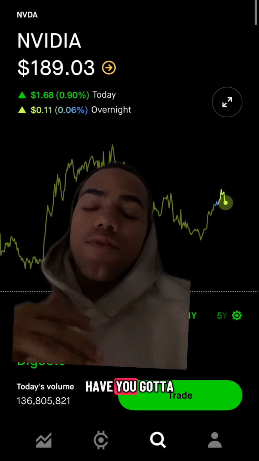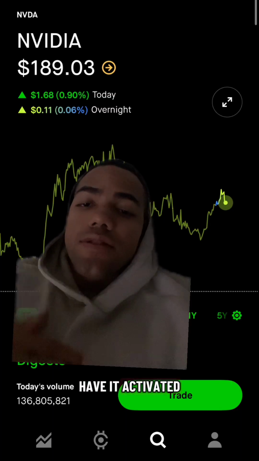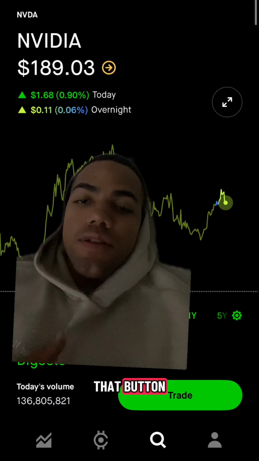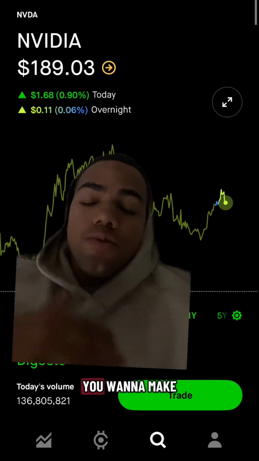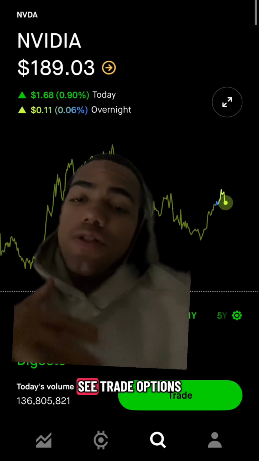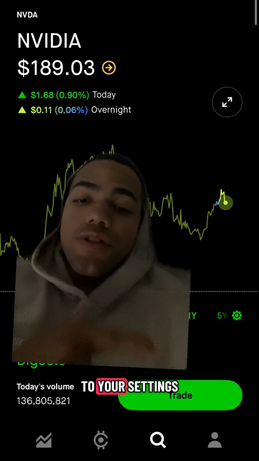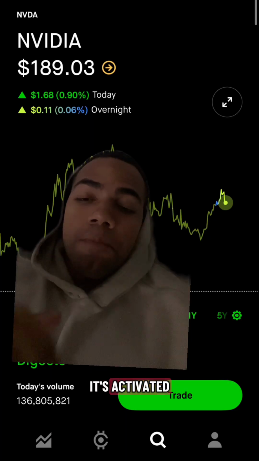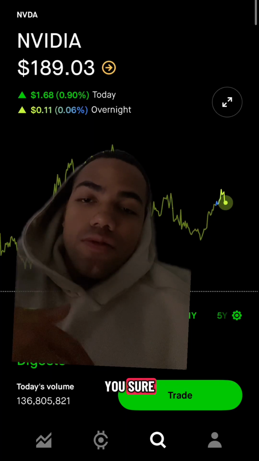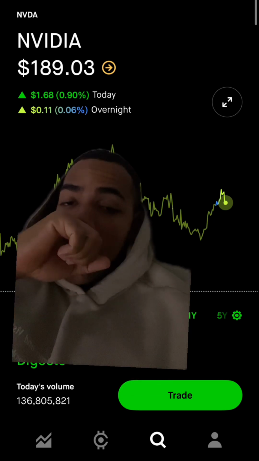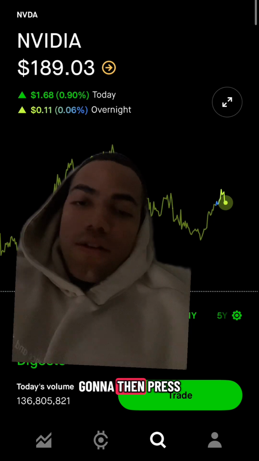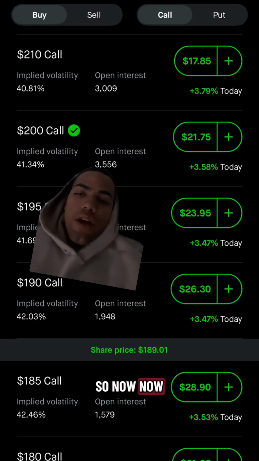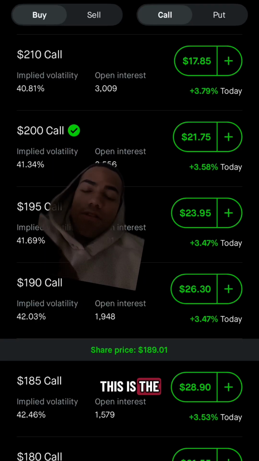You gotta go to settings if you don't have it activated, because when you click that button, it's gonna say trade and then trade options. You want to make sure that you see trade options. If you don't, then you're gonna have to go to your settings, do some digging, and make sure that it's activated. And then boom, as soon as it's activated, you're gonna press trade options. Now that you're here, this is the order log.